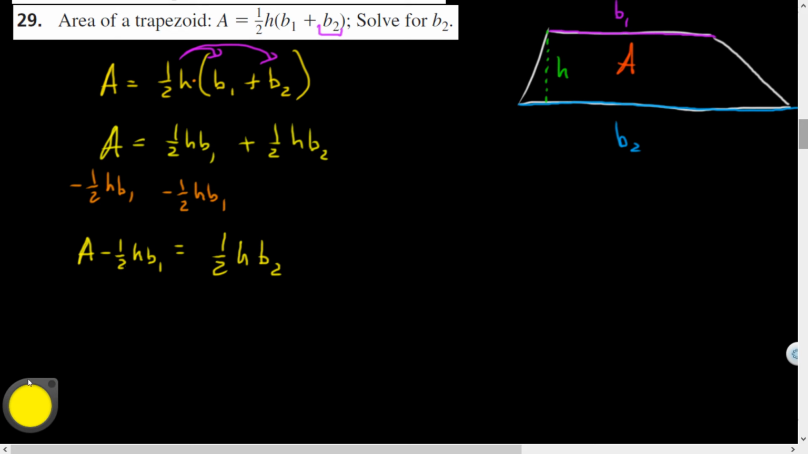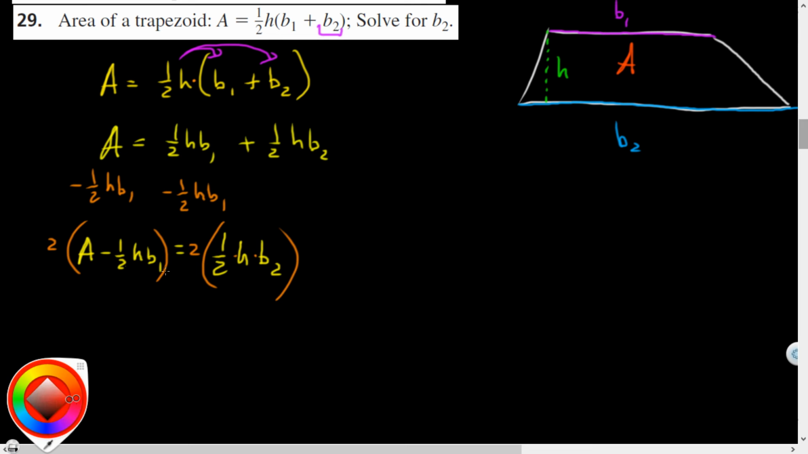Now, to deal with the 1/2, I might do this in 2 steps. I could have also simplified this as h over 2 and multiplied both sides by the reciprocal. But let's just multiply both sides by 2 right now. I'm just going to deal with the 1/2 first, and then we'll deal with h later. I can do this piecemeal. Notice that multiplying by 2, these would cancel out. On the left-hand side, I'd have to distribute. So I'm going to get 2a minus 2 times 1/2.